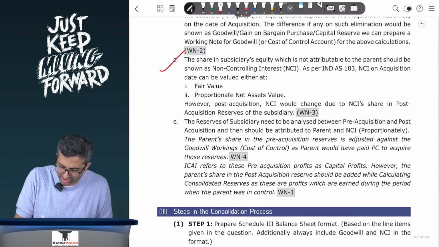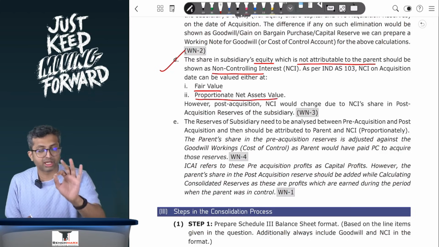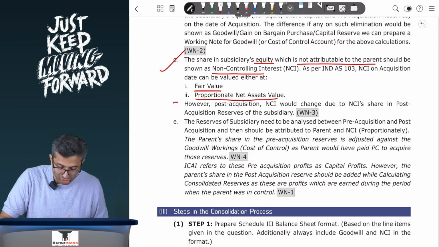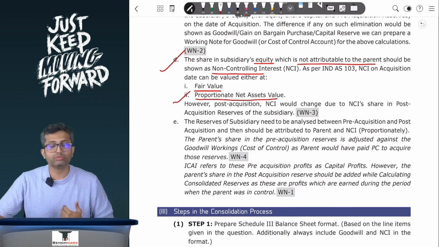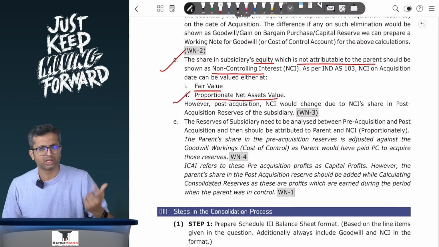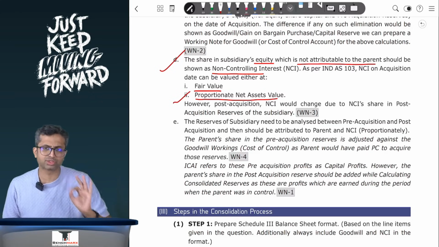The shares of the subsidiary's equity which are not attributable to the parent should be shown as an NCI, and as per Ind AS 103, you can either value it using the fair value method or the proportionate net assets method. In an exam, you will typically take the proportionate net assets method unless the question specifically tells you that you have to solve using the fair market value method. We have done this in Ind AS 103 business combination.